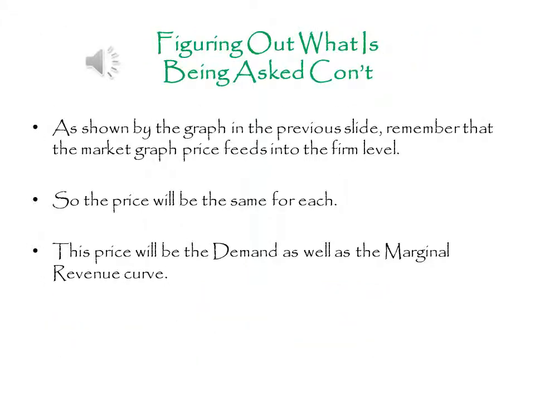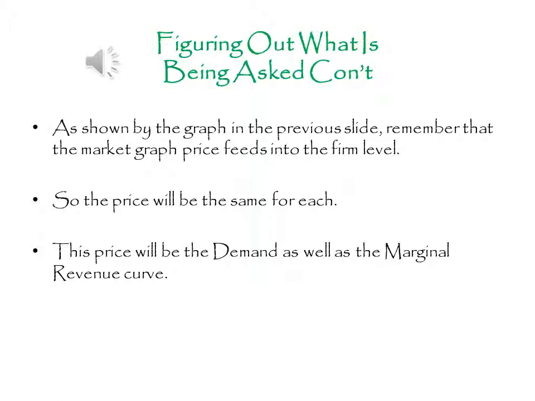As shown by the graph in the previous slide, remember that the market graph price feeds into the firm level. And by the way, I realize that line should be directly on the equilibrium price line on the graphs in the last slide, but the PowerPoint was being ridiculously stubborn and I spent about an hour attempting to get it right. That was unfortunately as close as I could get, so I'm sorry about that.